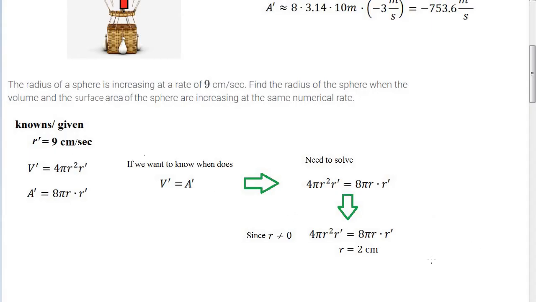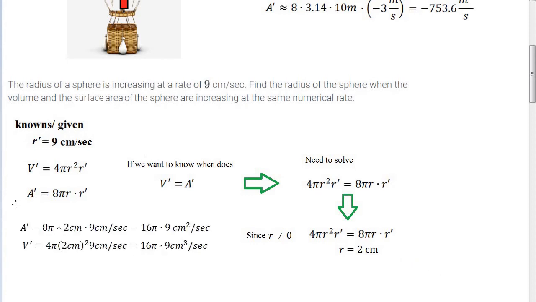Technically, this problem is solved. And guys, as I stress in class on many occasions, after you're done solving the problem, please do yourself a favor, go back and plug in this value. Make sure you didn't mess up accidentally somewhere along the way. So if we go back to our formulas for a prime and v prime and plug in r equals 2, we're going to very quickly discover that a prime is going to equal 16π times 9. Oh, by the way, units work out, right? Centimeters squared, aka area per time. That makes sense. That's in line with a prime.